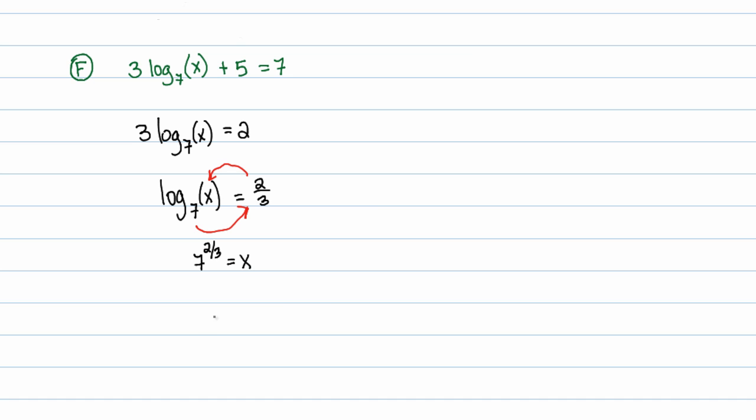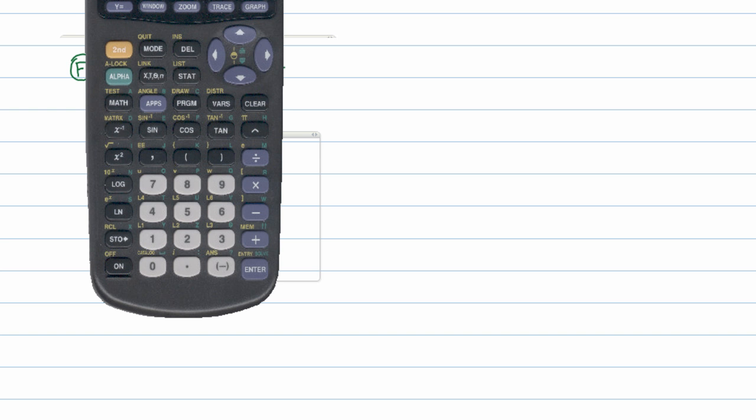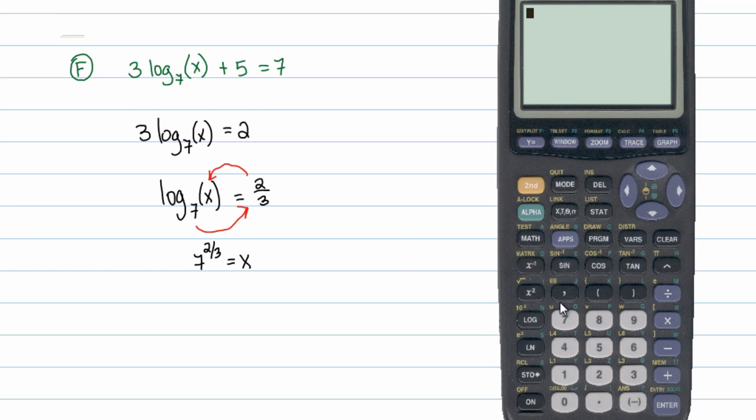You might want to approximate that using a calculator. If so, just bring up a handy dandy graphing calculator, type in 7 raised to the parentheses 2/3 power. You get 3.659. So roughly 3.659.